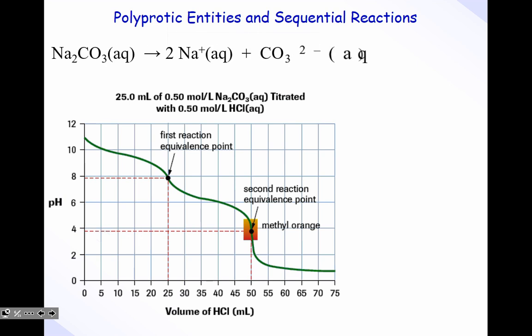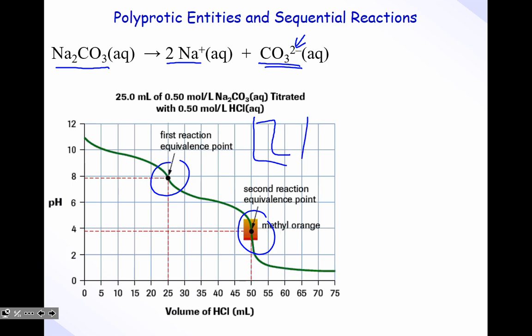All right, so polyprotic entities and sequential reactions. You remember that here's my base, because I've dissociated my Na2CO3 into 2 sodium ions and a carbonate ion. This little guy is telling you that it's a polyprotic base. It can accept 2 hydrogens. And we see that with the titration curve because of these 2 vertical bumps. Typically, titration curves either look like this or they look like this, right? But here, there's one little vertical space and another little vertical space.